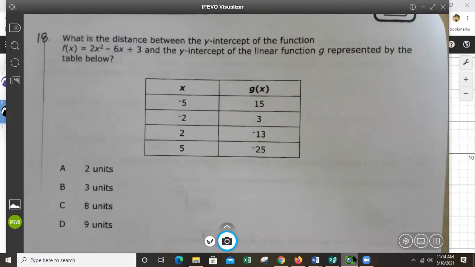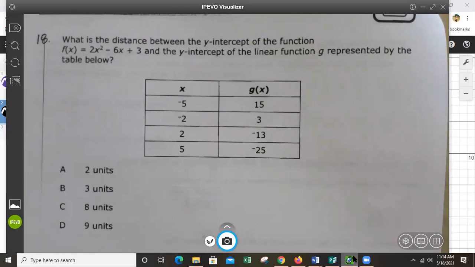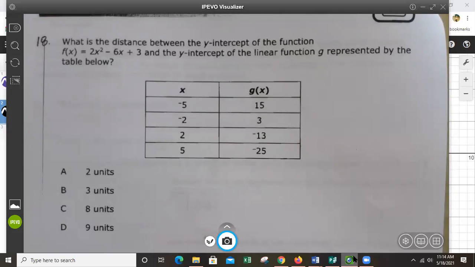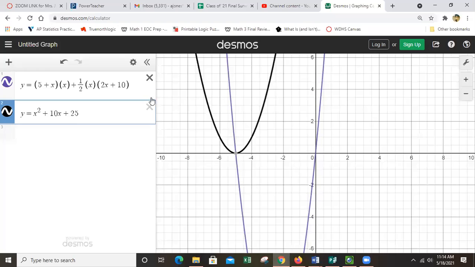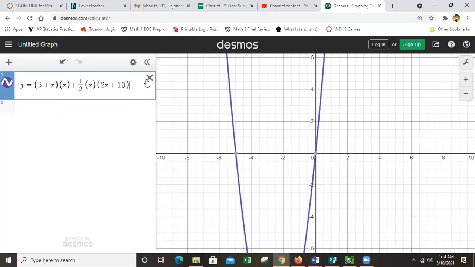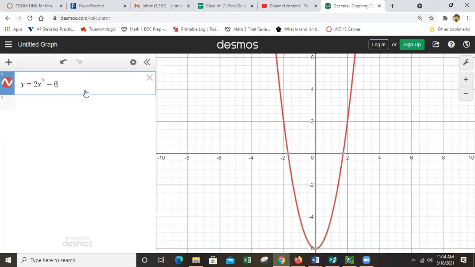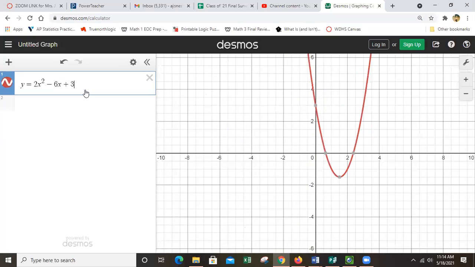All right. So it says, what is the distance between the y-intercept of the function and the y-intercept of this? So the first thing that we need to do is find the y-intercept of the equation. If you look at this equation, where is the y-intercept? If you're not sure, what is a y-intercept? Where it crosses y, right? So I'm going to plug that in. Y equals 2x to the second, because I'm not real sure from the equation. I can't remember what Miss Jones told me because I kind of zone her out all the time. Where does it cross the y-axis? 3. Does everybody see that?